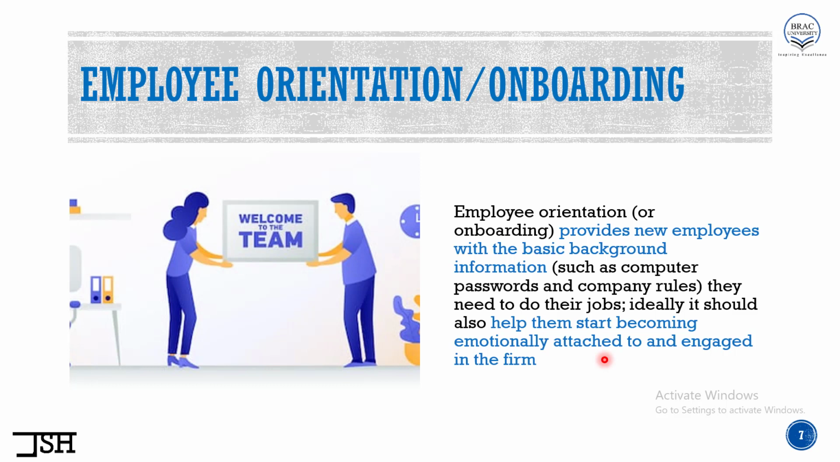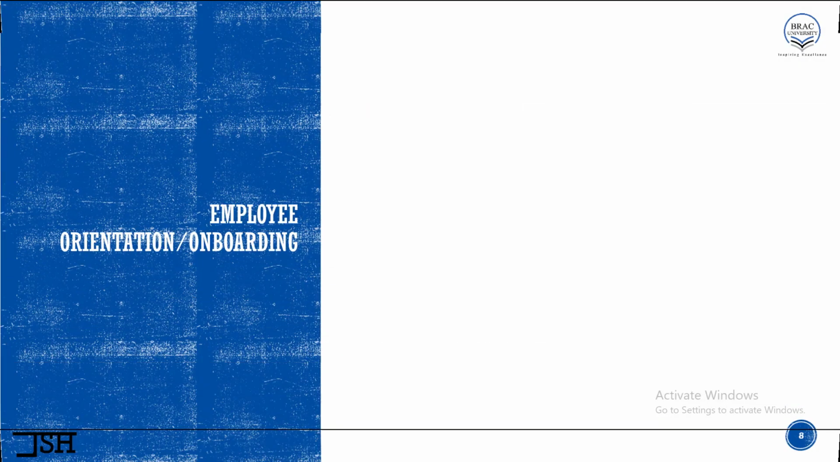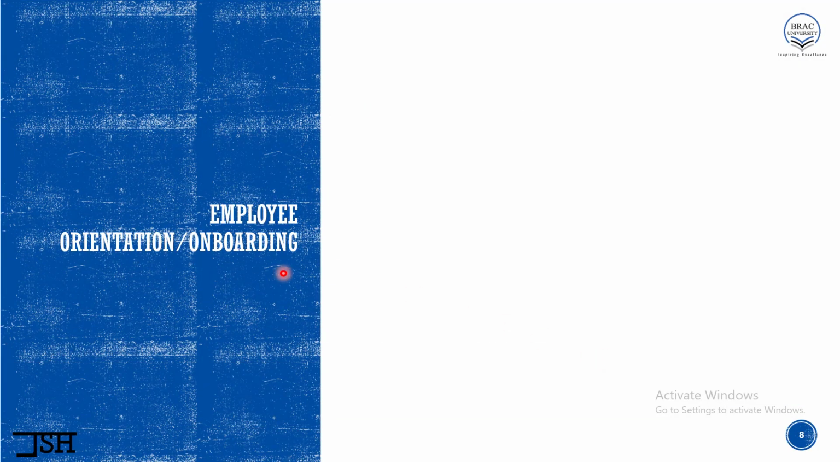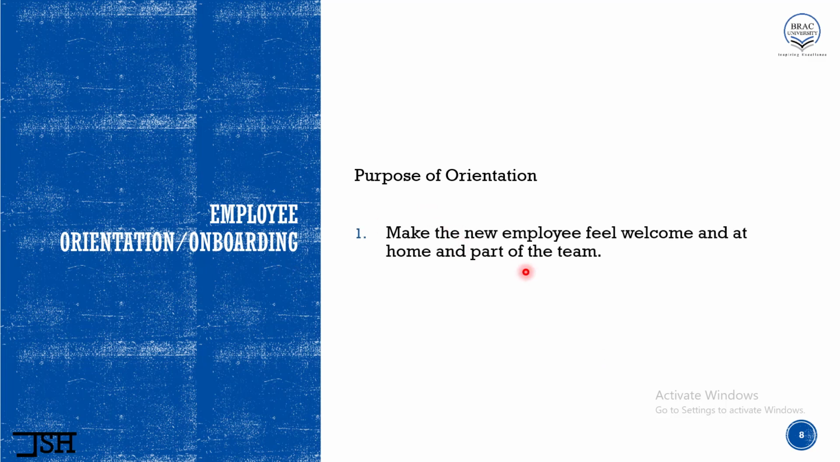Even then, I'm going to take you through some specific examples of the benefits or the purpose of employee orientation program. So, what are the purposes of employee orientation program here? Here comes number one purpose. Make the new employee feel welcome and at home and part of the team. So yes, in an orientation program, we basically welcome the employee and try to make that person feel at home or feel comfortable. Now, in this regard, the second point is really important.